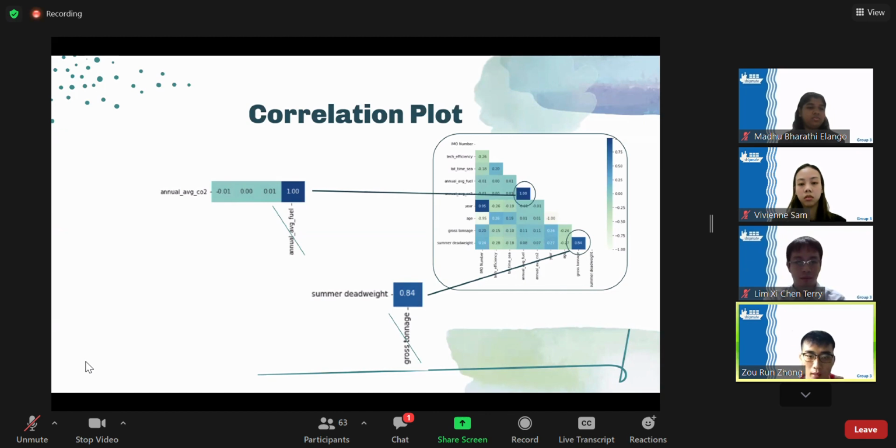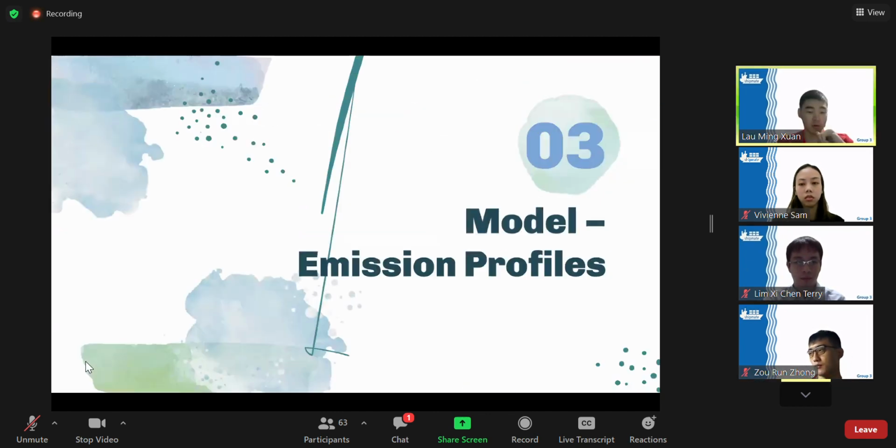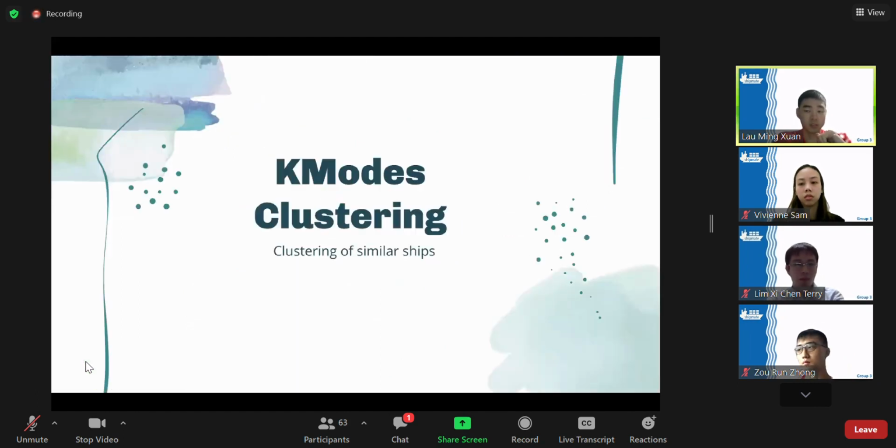Moving on to Vincent. Thank you, Renzong. Now I'll be talking about the model our group used to come up with the baseline emission profiles. The first step to our model is to apply KMode's clustering to our dataset.